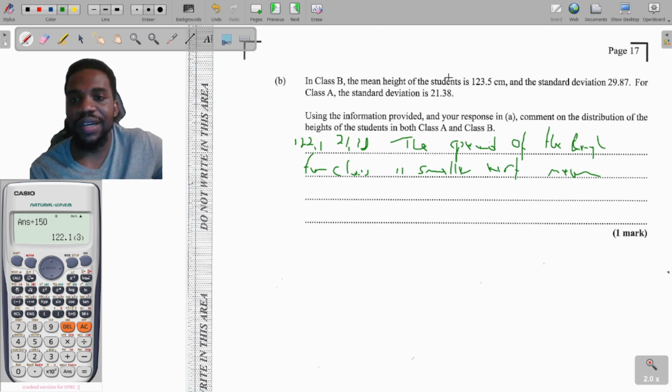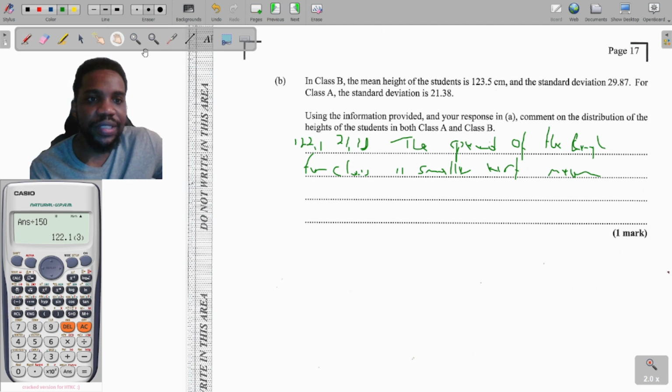So the smaller standard deviation, the smaller the spread, which means that the mean value is more representative. So the mean here is more representative of the data given for class A than the mean for class B, which has a larger standard deviation of 29.87. So you can actually explain all of that and you get your easy 1 point.